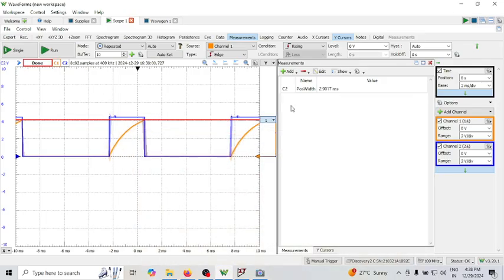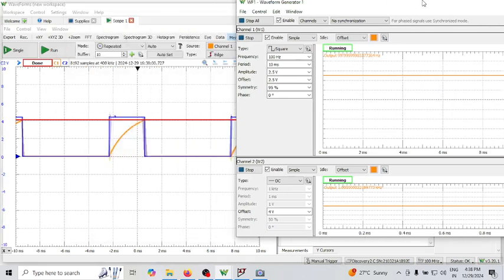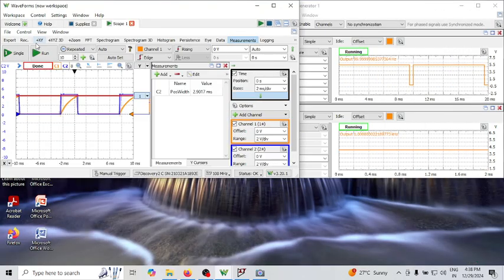Suppose if I change that, what I'll do now is simply take out this, place it here, and let me just keep running.